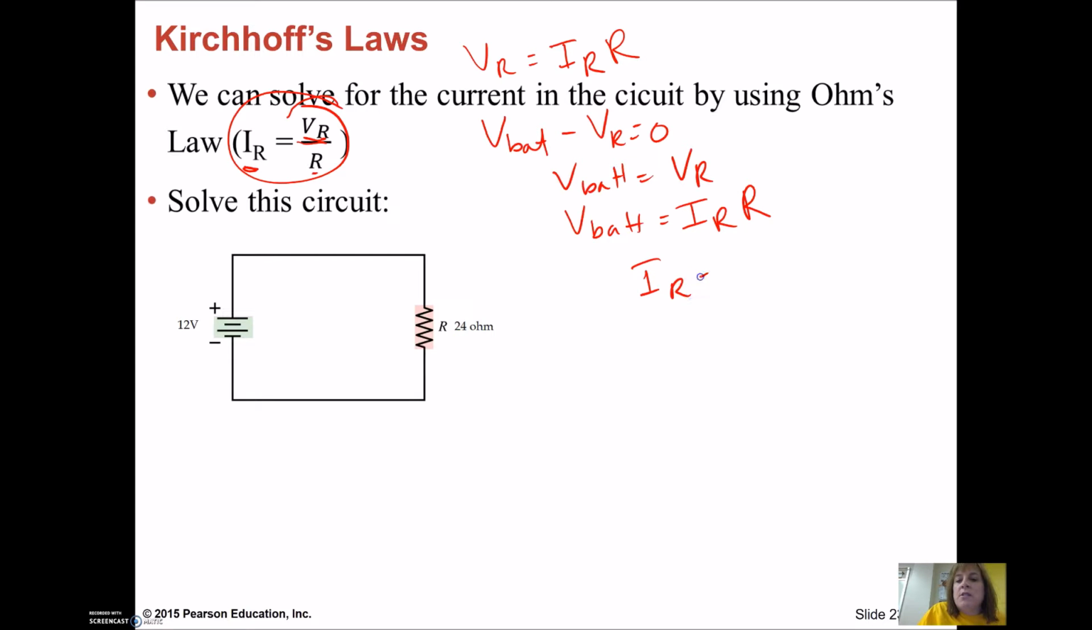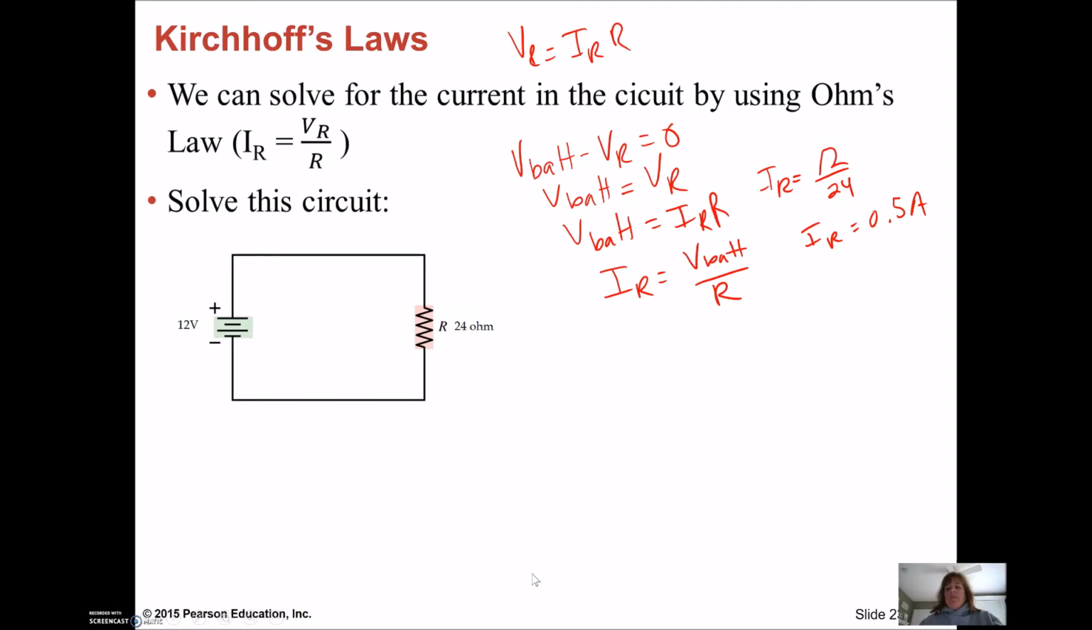So the current in this case is equal to the voltage of the battery divided by the resistance. So now I can just do some math here. We have a 12-volt battery. We have a resistor of 24 ohms. So that means that I have 0.5 amps in the circuit.